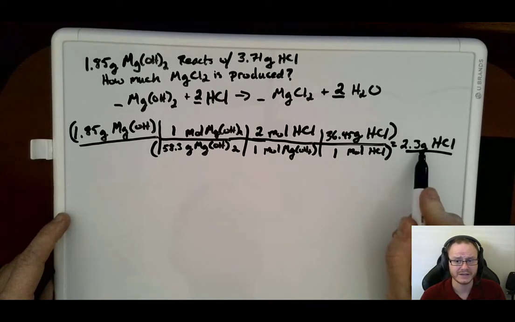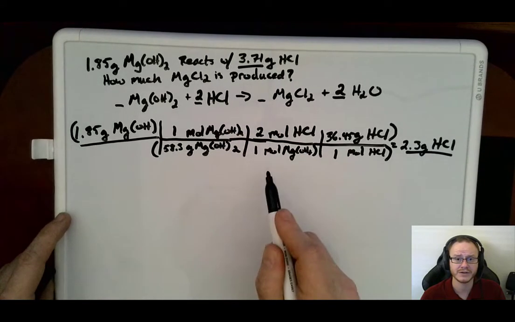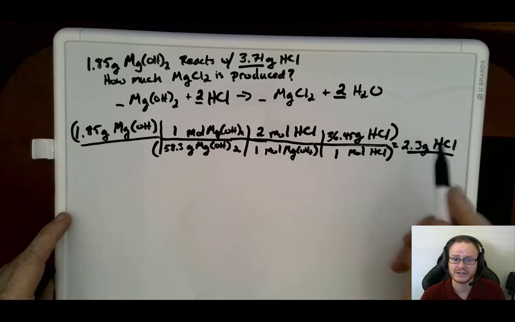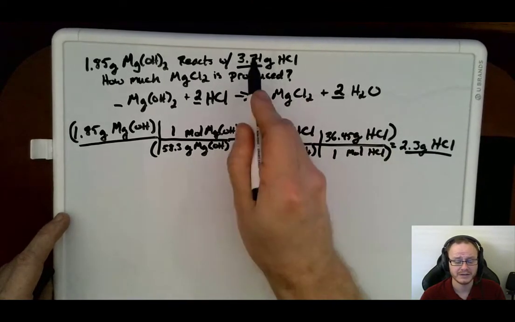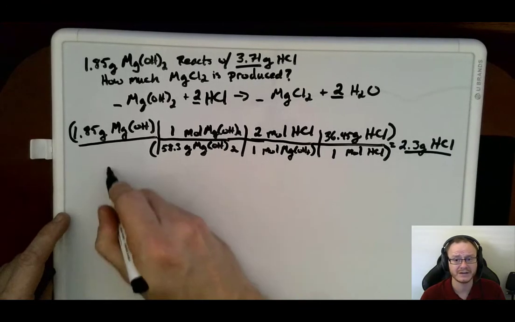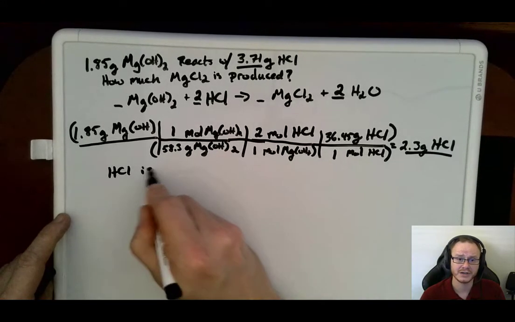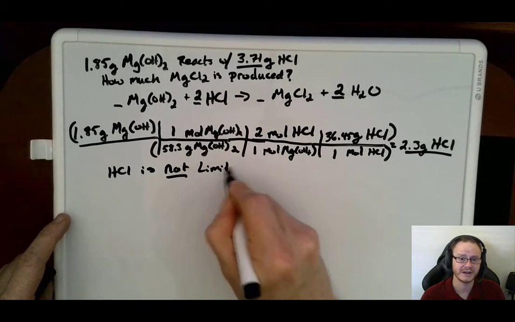That is not a final answer. That just tells me how many grams of hydrochloric acid are necessary for this equation. I currently have 3.71 grams of hydrochloric acid. It doesn't look like I'm going to run out. So that means that hydrochloric acid is not the limiting reactant. By logic, that means the magnesium hydroxide must be the limiting reactant.